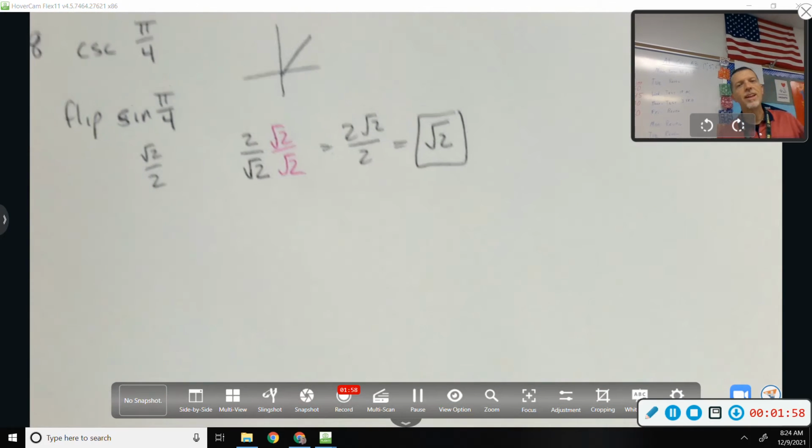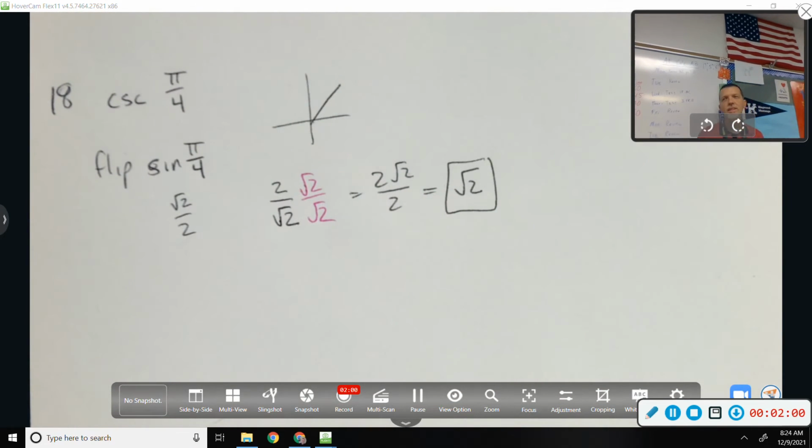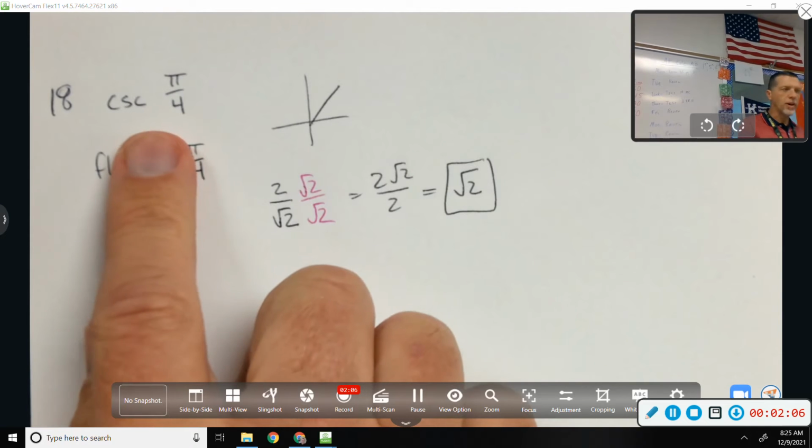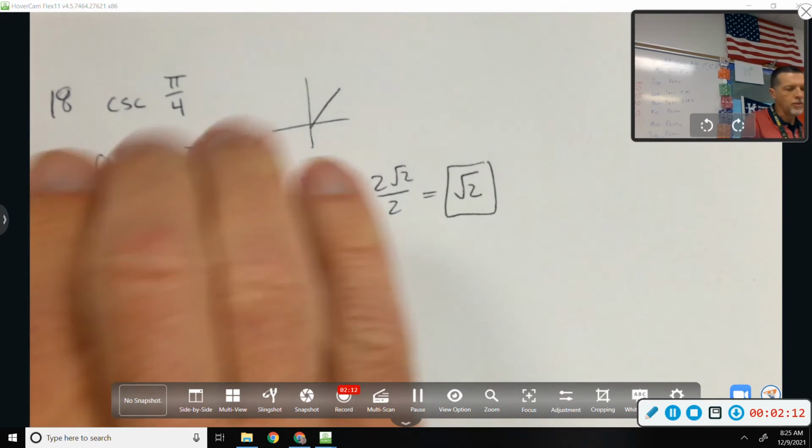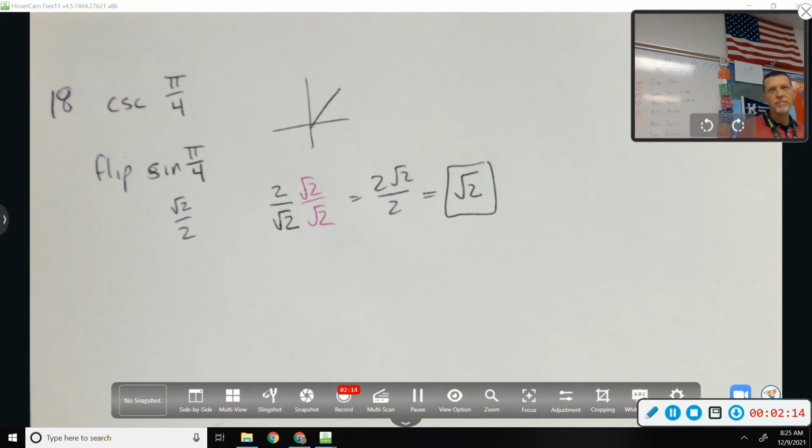Now again, that's a lot of steps that I showed. The further you go, the fewer you'll show, the more comfortable you'll be. And you may get to the point where you look at cosecant pi over 4 and you think, oh, that's the flip of sine. Well, the sine's root 2 over 2, and if I flip that, I get root 2. And you really don't show anything. That's okay.